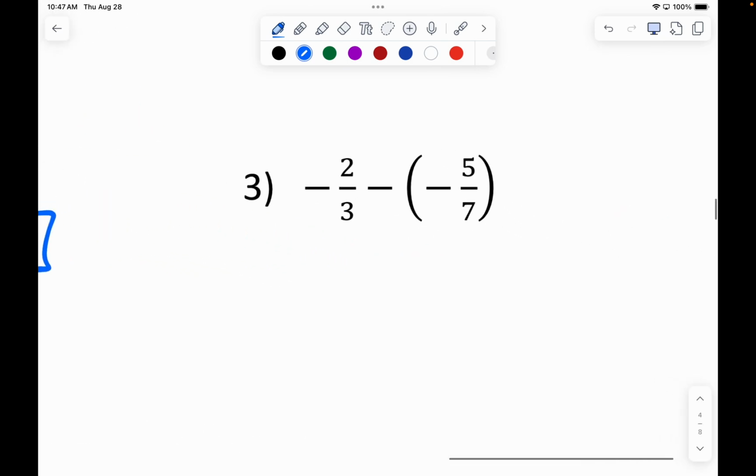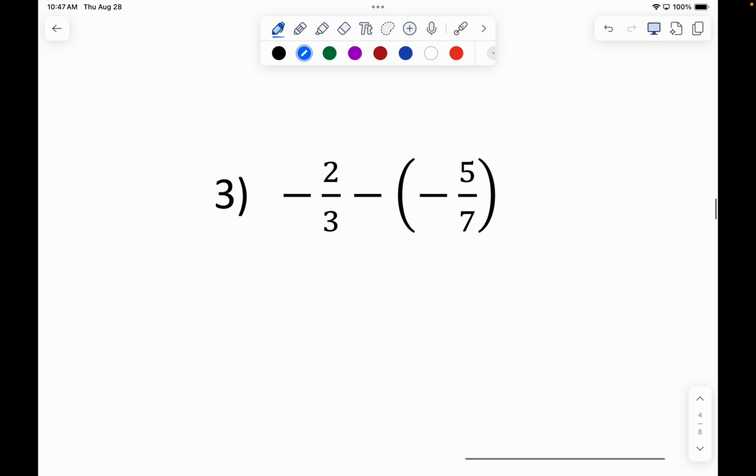And then over here, number 3, we have some more subtracting. But this time we have fractions to make it a little bit more challenging. So keep, change, opposite. This would be -2/3 plus 5/7. And once we throw fractions in, then a lot of times it's easier to do that on your calculator.